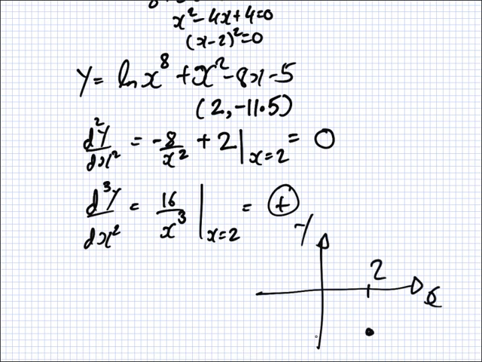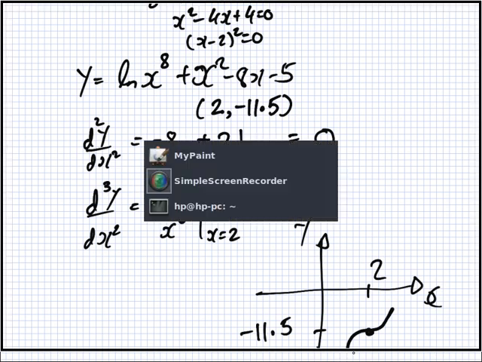There's 2. There's minus 11.5. And rising saddle is going to mean it's something like this. Yeah? That's what the graph is doing around about here. Yeah, there's one way to find out for sure.